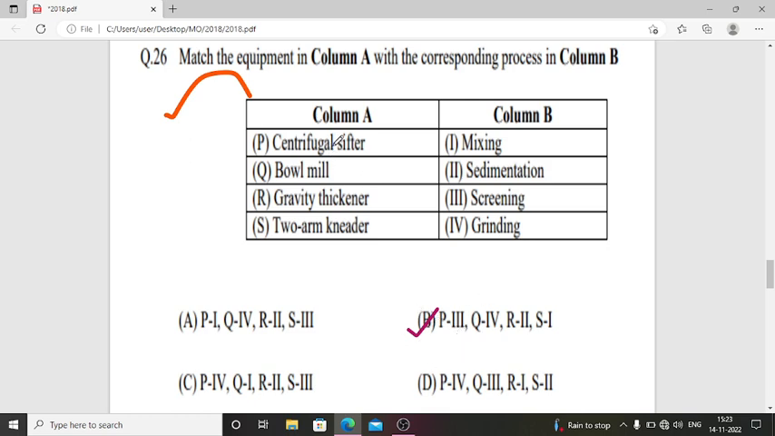The centrifugal shifter matches with screening, which is right, the screening equipment. Bowl mill is grinding equipment. Gravity thickener, all of you are well aware of this equipment, is for sedimentation. 2 amp kneader is mixing equipment. So here P3, then Q4, R2, and then S1. Okay. So this is the correct option for this question.